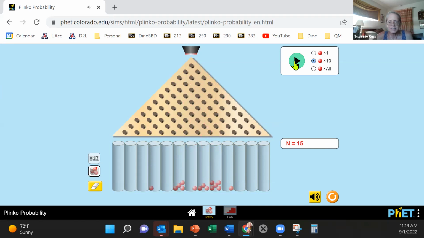Okay, still doesn't look normal. So far we have 15 in our sample, but we do have more toward the center and fewer off in the tail. So we actually have the start of a normal distribution. Let's see what happens with another 10.